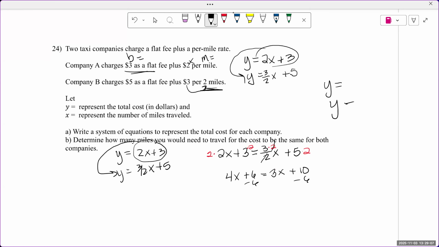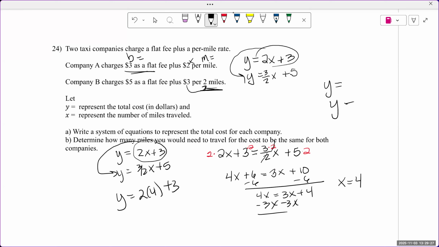Subtract 6. 4x is equal to 3x plus 4. Subtract 3x. X is equal to 4. Plug it in. Y is equal to 11. So that one had a little bit of a trick.